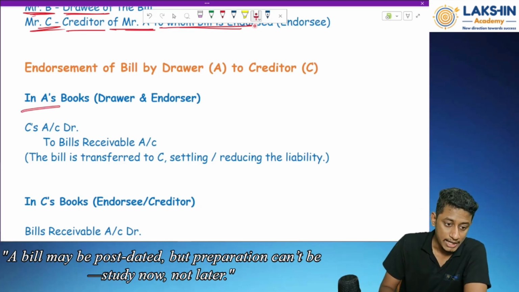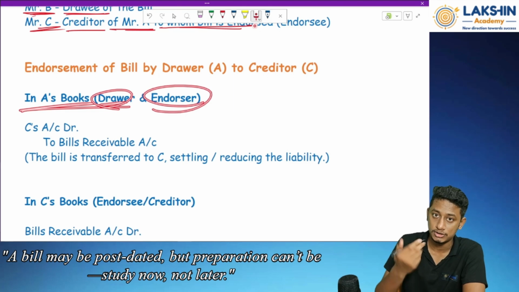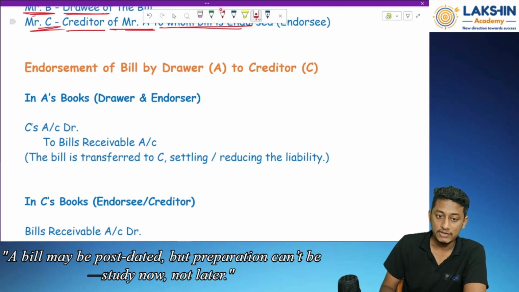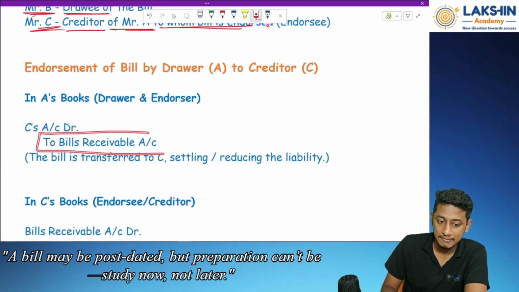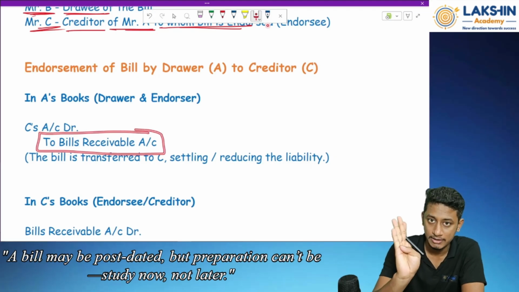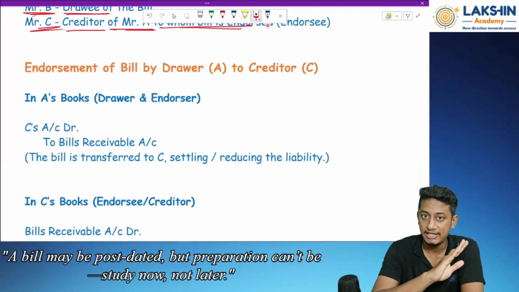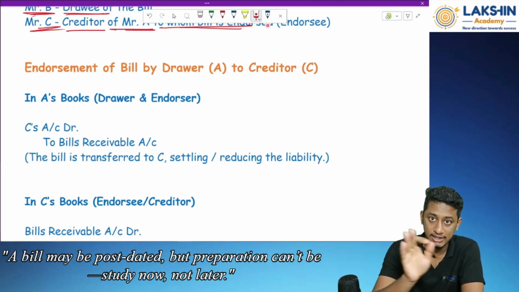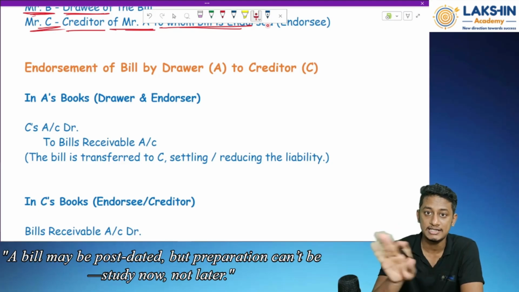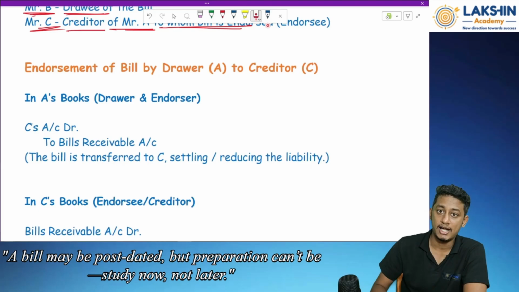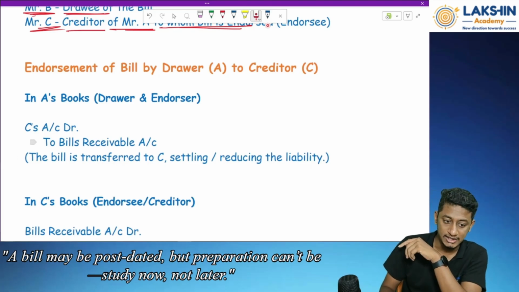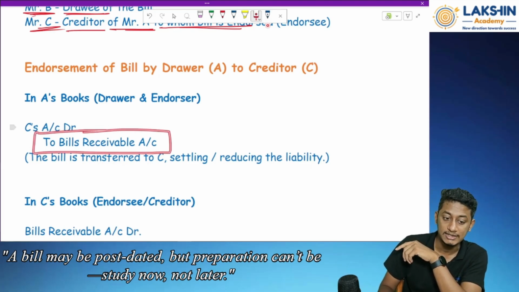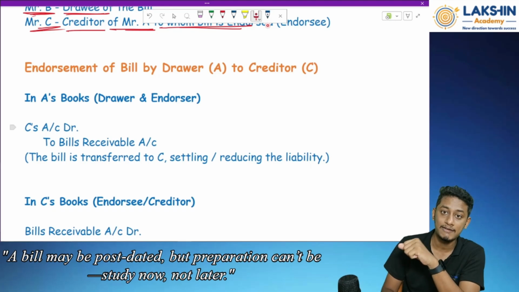So now, in the books of Mr. A, that is the drawer or the endorser, both in this case. First of all, I create the bill, right? Till that point the entries don't change. Till the point of creation, pass the sale entry, pass the creation entry, there won't be any changes in the entries. After the bill is created, I will credit bills receivable in my books.